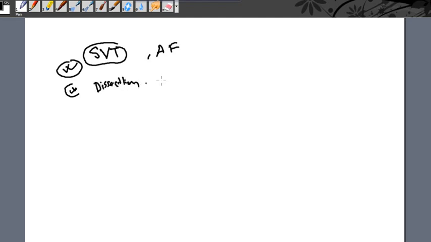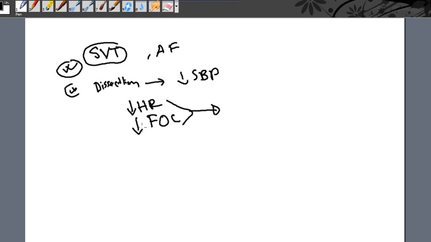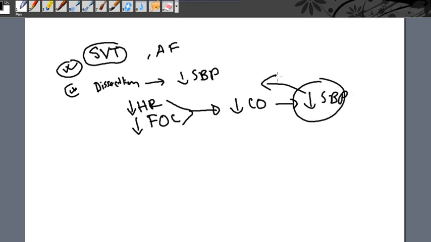In dissecting aortic aneurysm, what you want to do is reduce the systolic blood pressure. Beta blocker will block beta 1 receptor in the SA node, so this will lead to a decrease in heart rate. Also, beta blocker will block beta 1 receptor in the ventricular myocyte. This will lead to reduced force of contraction, reduced cardiac output, and reduced systolic blood pressure. So this reduction in systolic blood pressure in dissecting aortic aneurysm is helpful. So these are some important indications of beta blocker.